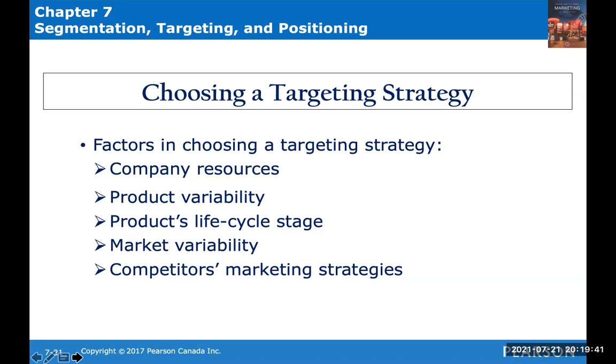Product variability. When you're looking at the product, how can you sell the actual product? How is the product seen in the marketplace? Can we, for example, add a new flavor, change the color, do basic things to the product that we are planning to sell in the marketplace? How is the product seen by customers?